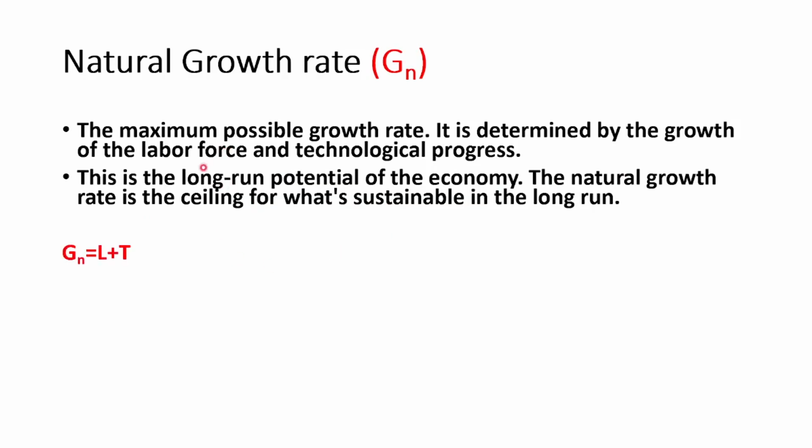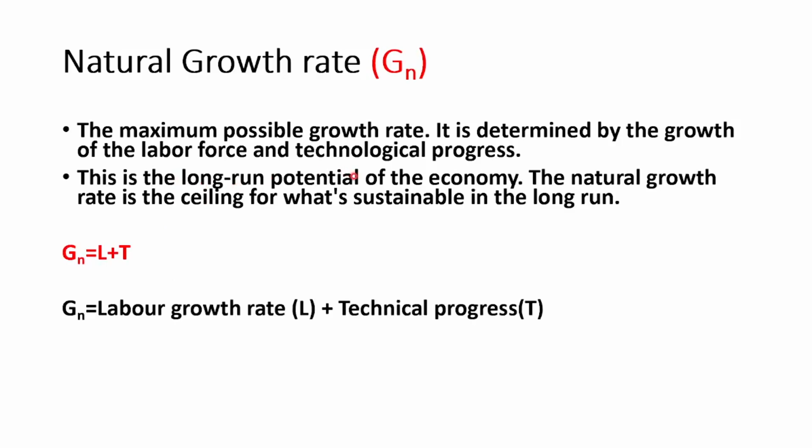So again, the natural growth rate is the sum of the labor force growth rate plus technological progress. So Gn equals labor growth rate plus technological progress. Let's say the labor growth rate is 2% and the technological progress is 3% in an economy, then the total natural growth rate is 5%, which is the maximum growth rate of an economy.